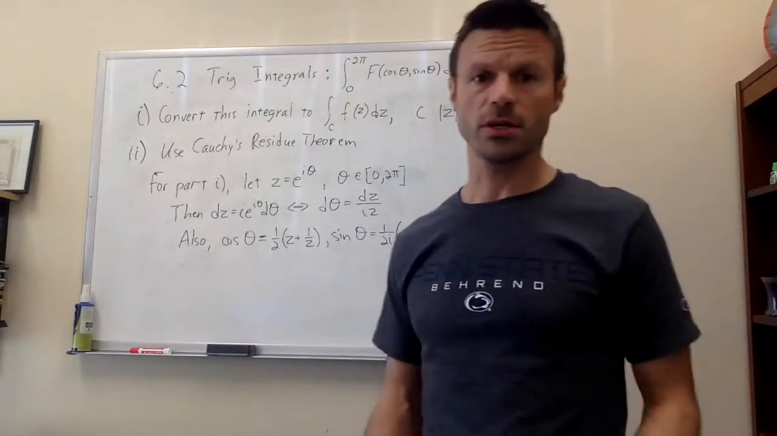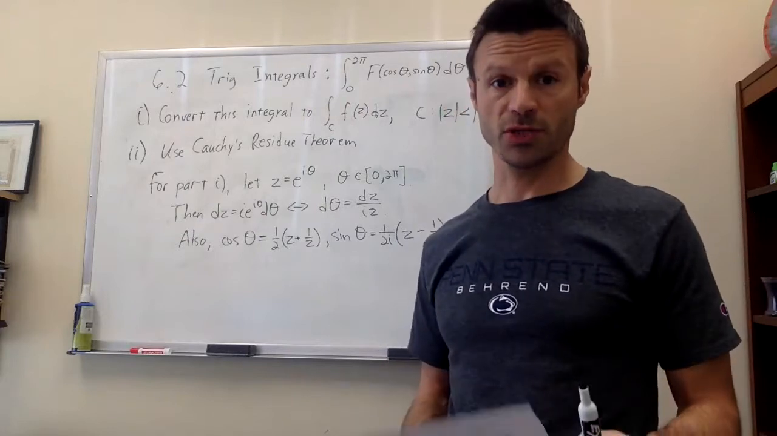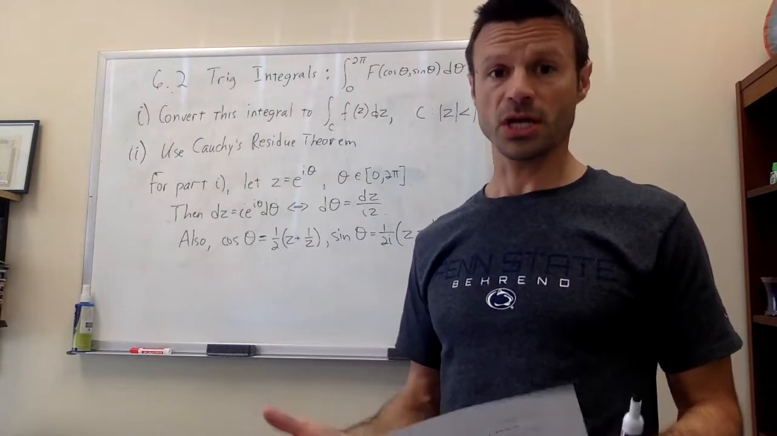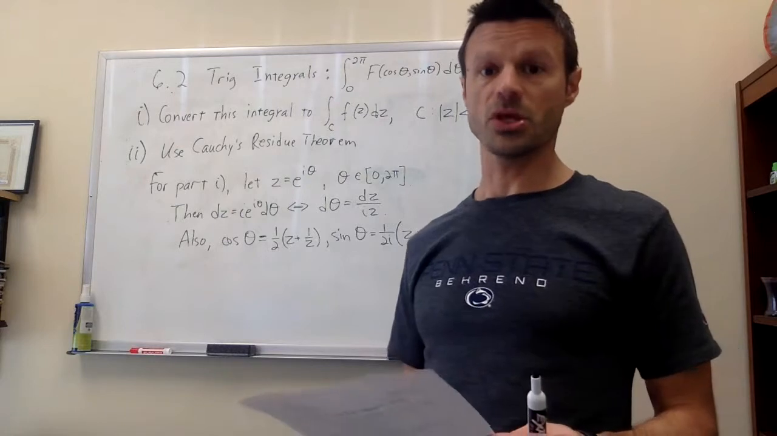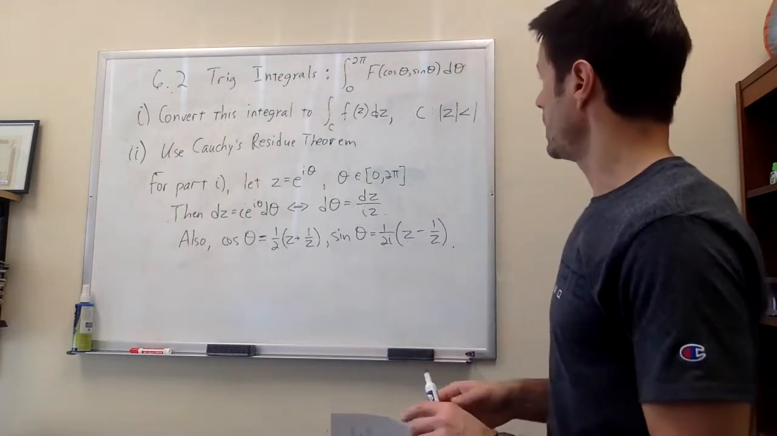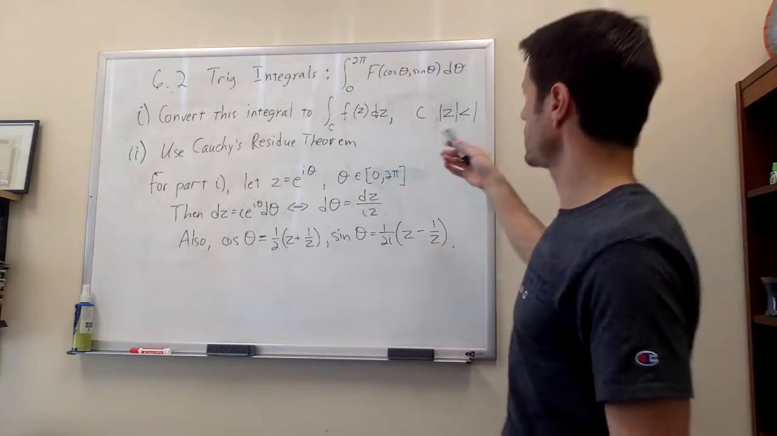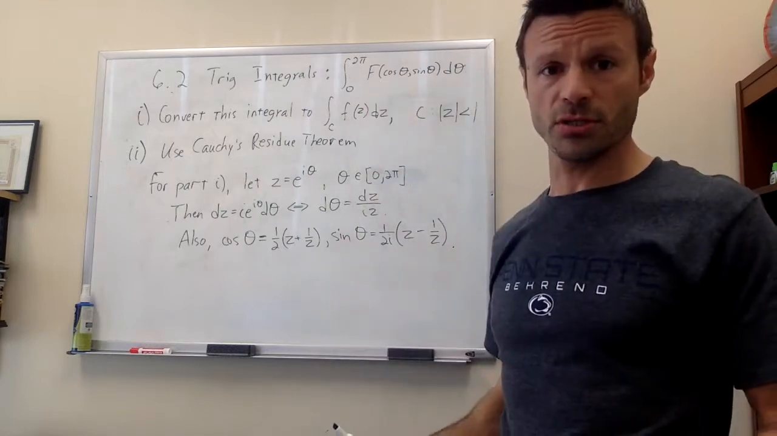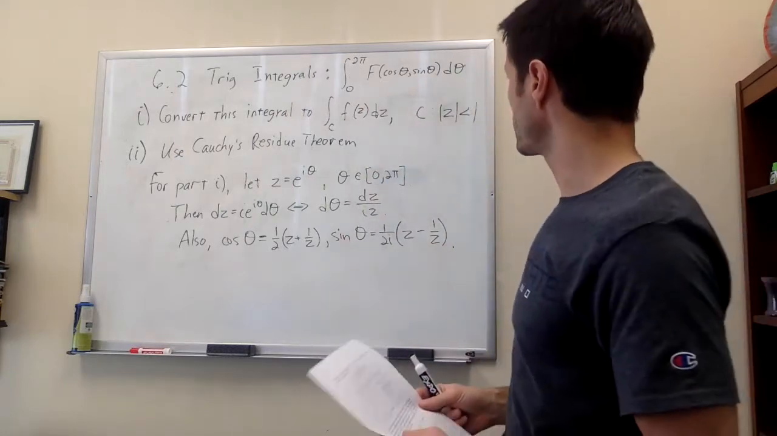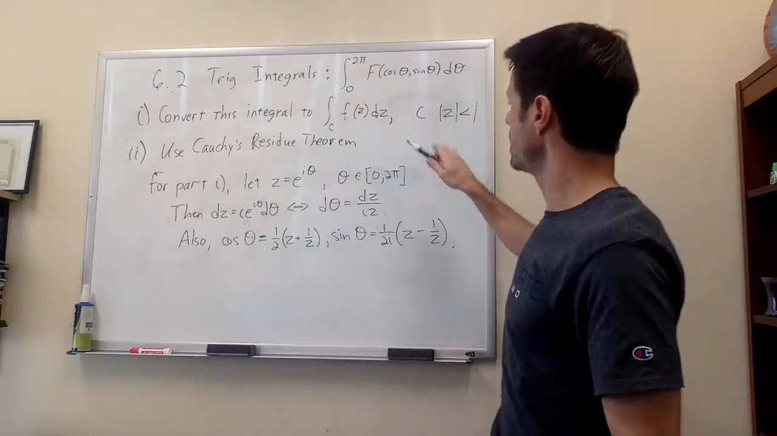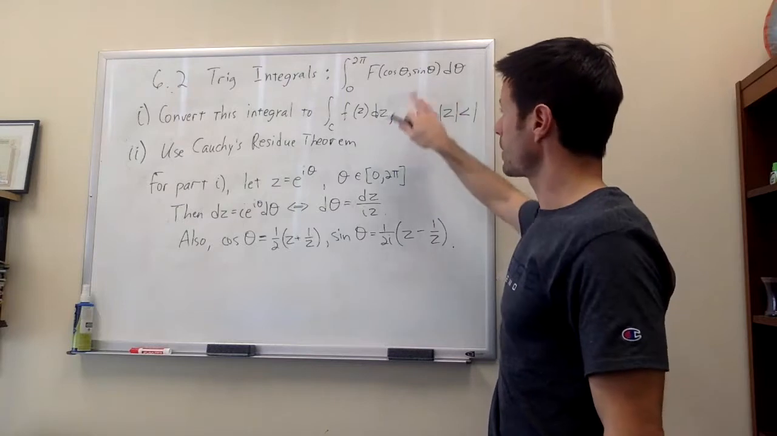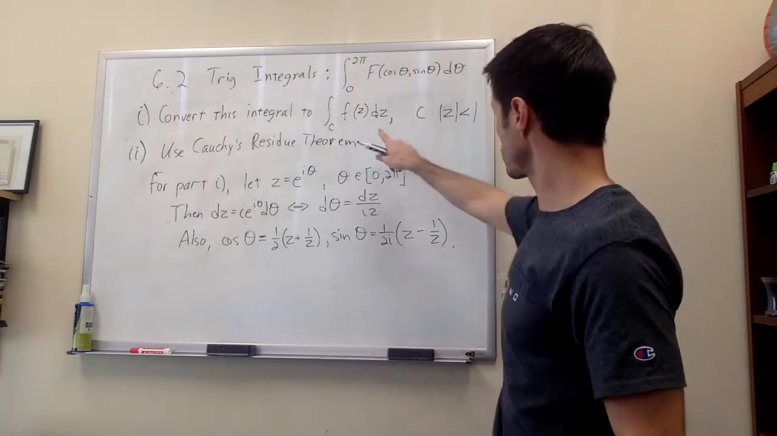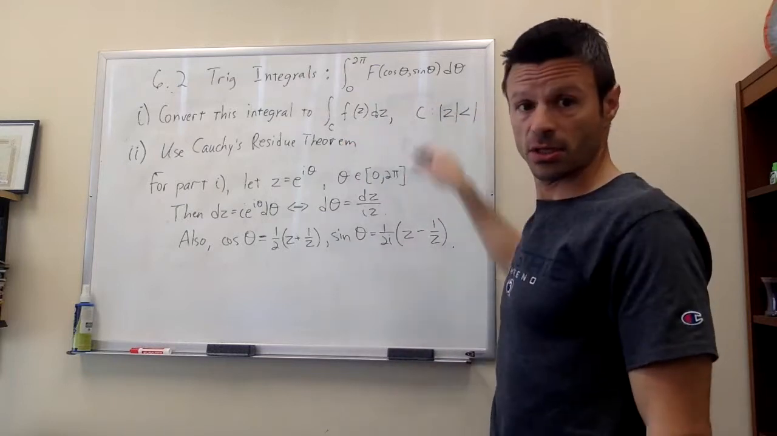So in this video, I'm going to show you how to compute certain trigonometric integrals that you could not do back in Calc 2. We're going to use complex analysis to solve some of these integrals. In general, we have an integral where our function f is a rational function of cosine and sine. We're going to take this real integral and convert it to a contour integral over a closed curve C that is actually the unit circle.